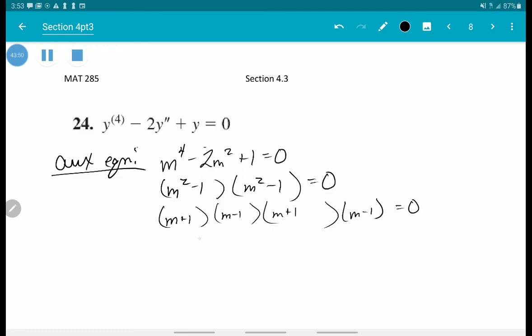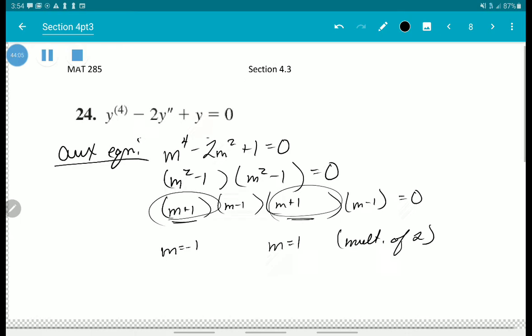So you end up with 2 double roots. You end up with m is equal to negative 1 and m is equal to 1. They both have what's called a multiplicity of 2. Multiplicity is how many times that factor occurred.